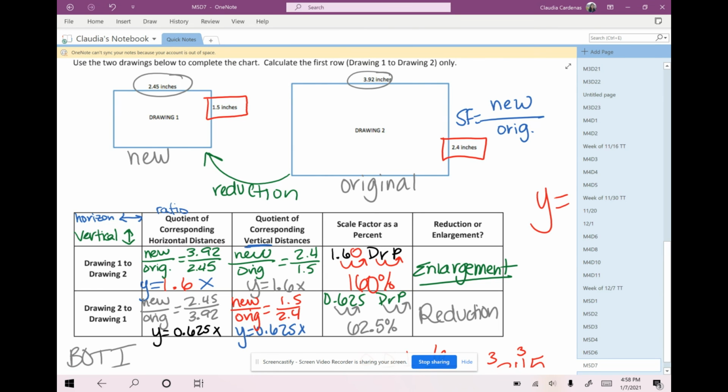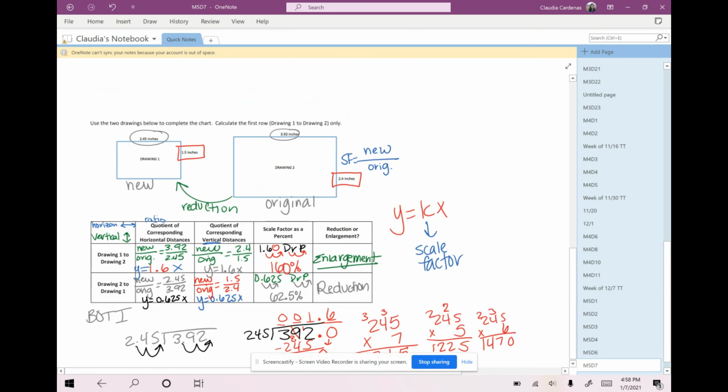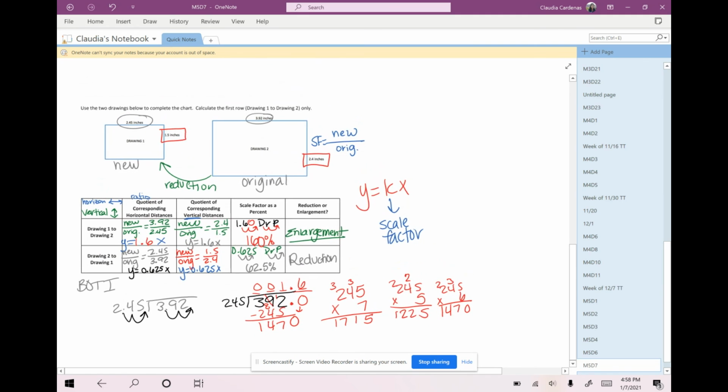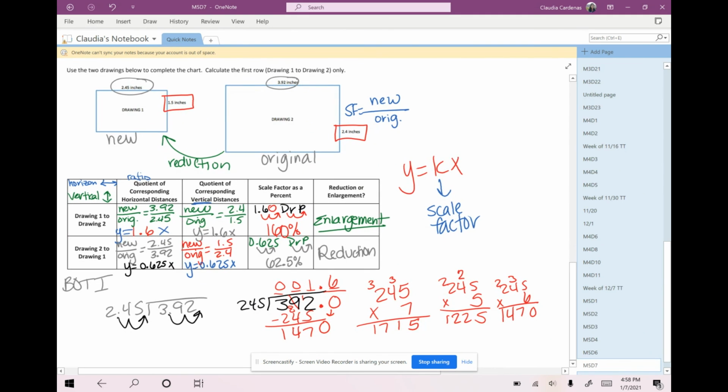So one more stamp as I zoom out so that we can make sure we have all of this lovely notes. Drawing 1 is a reduction to drawing 2 because the corresponding lengths in drawing 1 are smaller than the corresponding lengths in drawing 2. So we know that the scale factor is a reduction when it is less than 1 or 100%. So less than 1 or 100%.